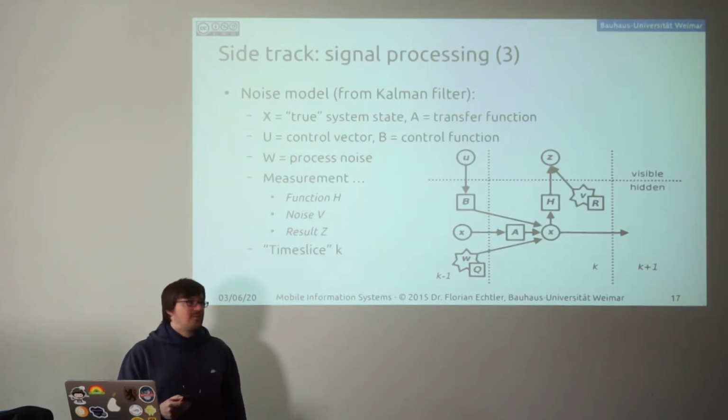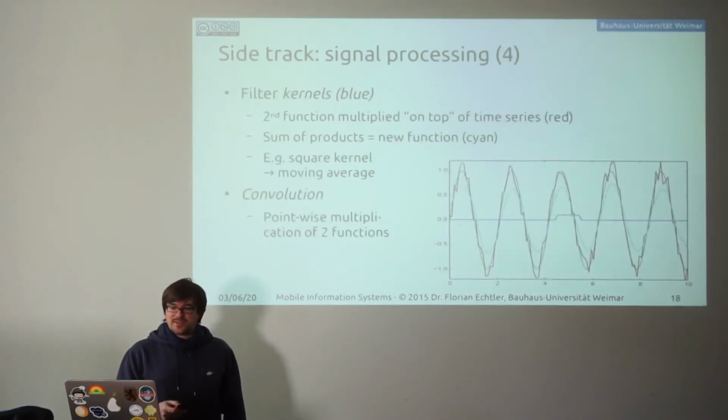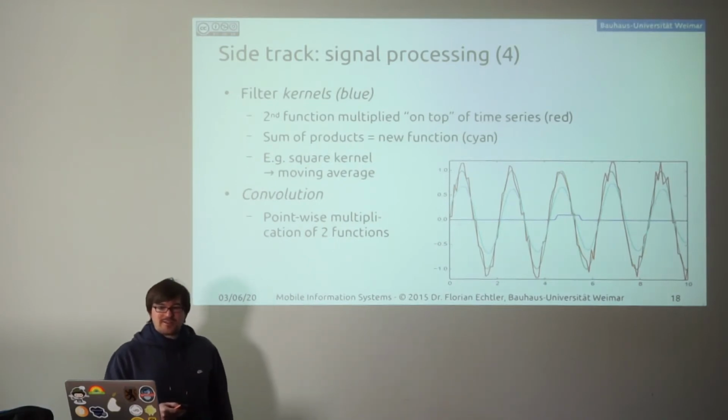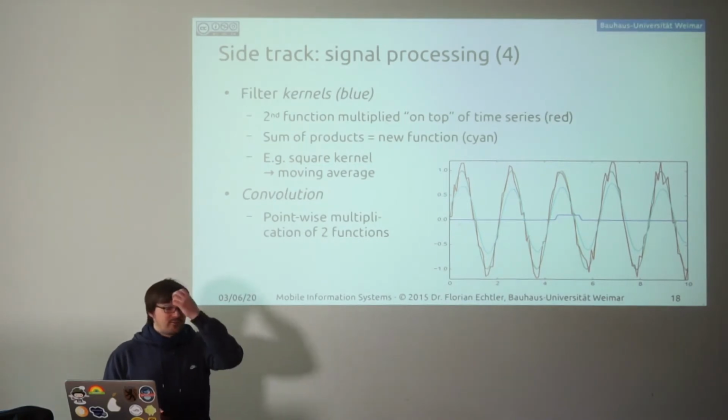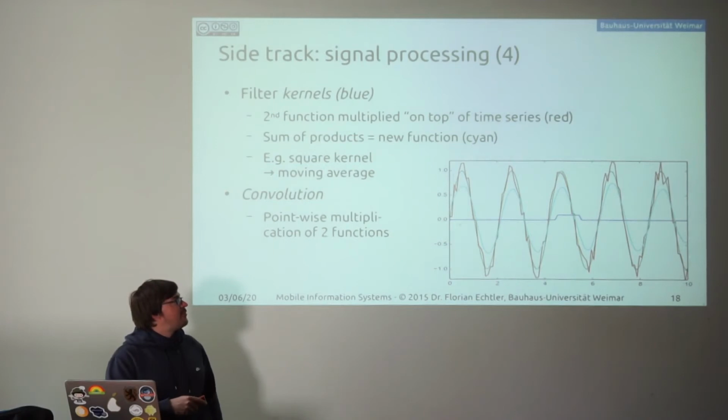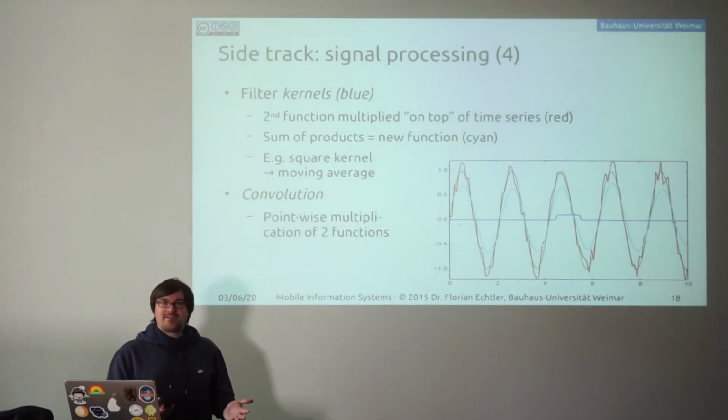All right, now let's look at how do we actually get rid of the noise, or at least reduce it. So a really, really simple approach is to use a so-called filter kernel. This filter kernel here is the blue function. So here it's just a very simple step function or square function. And when I multiply that on top of my measurement data, then the result is a so-called moving average, basically. And I'm removing at least part of the noise.